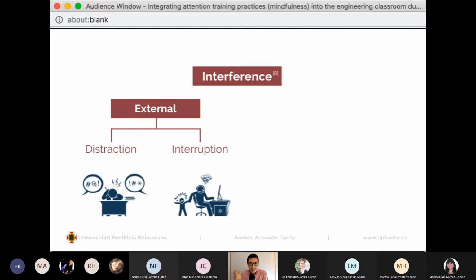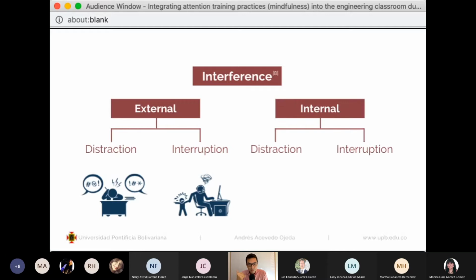But interference can also be generated internally. And here we also find distraction and interruption. Internal distraction is also known as mind wandering. It is that common experience in which attention becomes disengaged from the activity that we're doing and gets lost in thought. Those periods where our minds just start thinking about the past, the future, about all the things we need to do, about our worries, our desires.